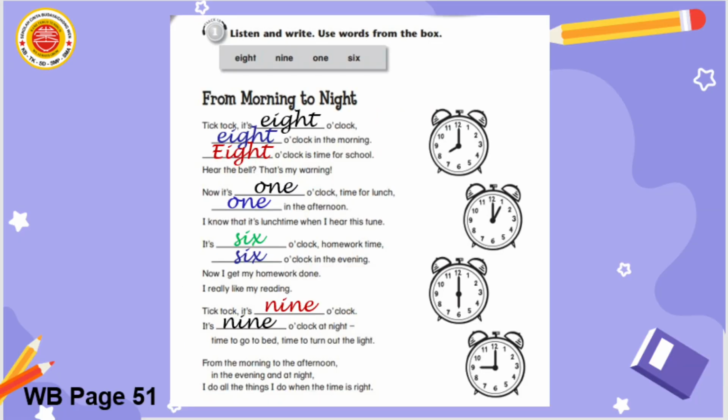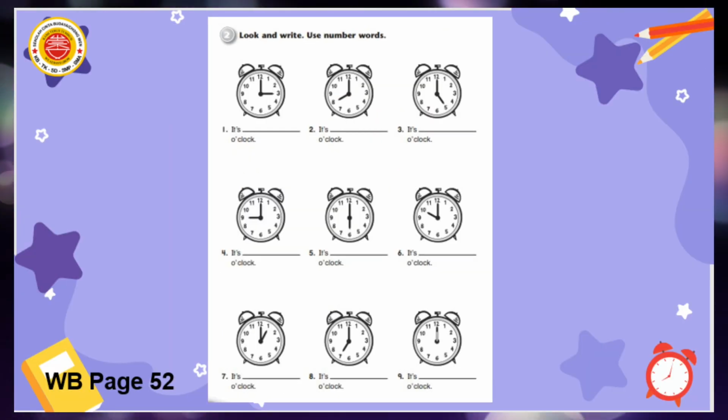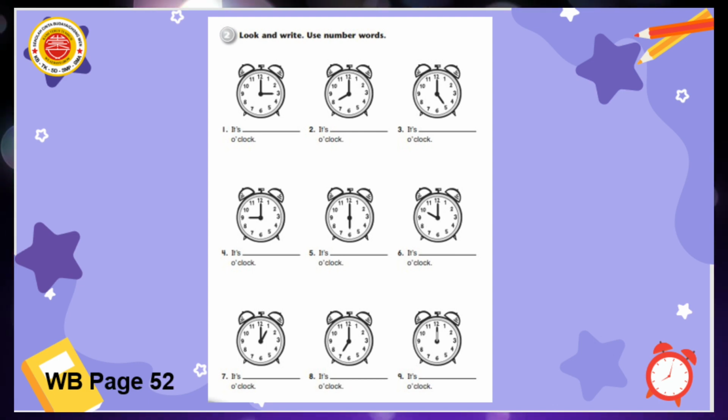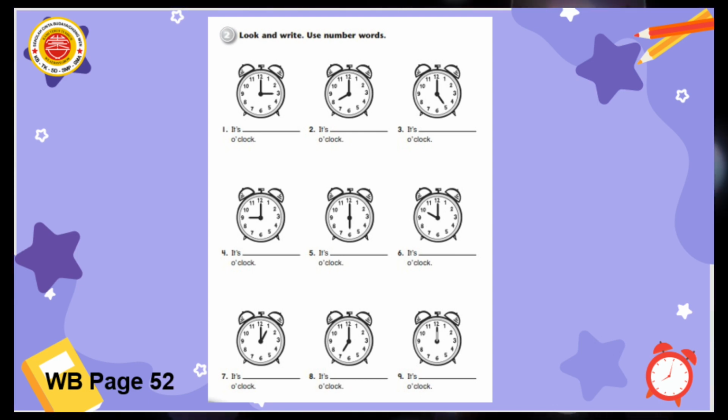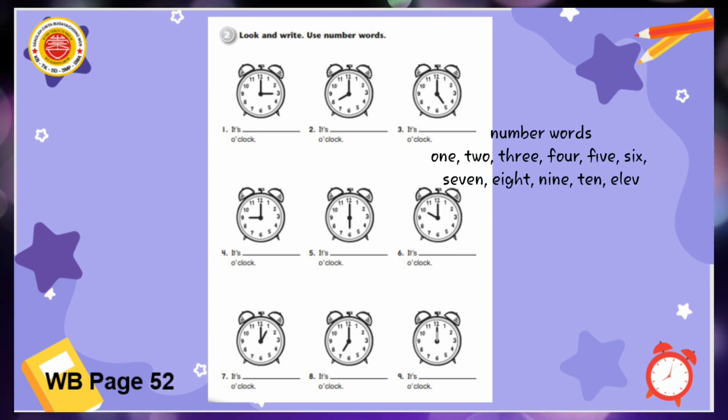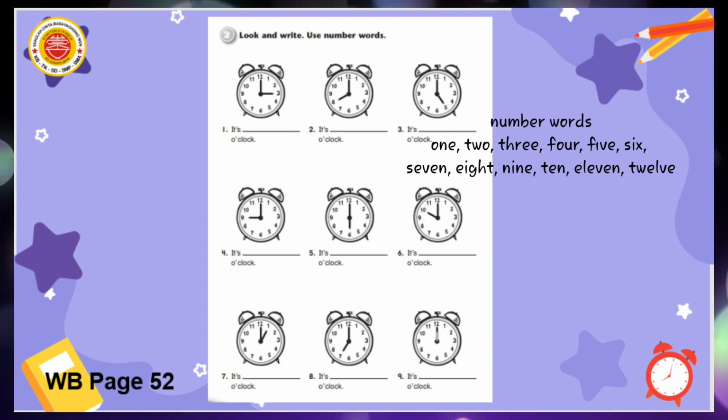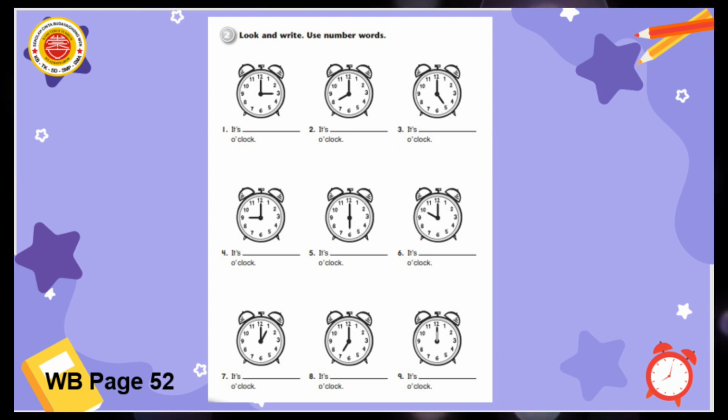Next, exercise 2 on page 52. Look and write, use number words. Lihat dan tuliskan dengan menggunakan kata bilangan.